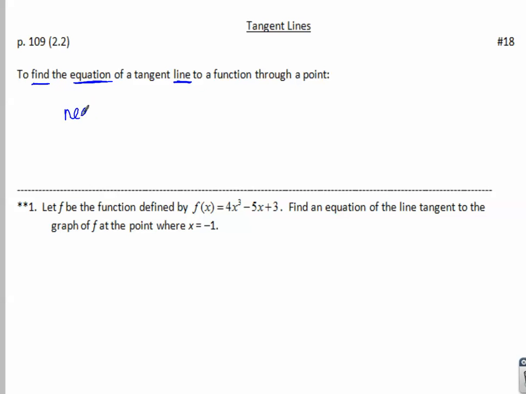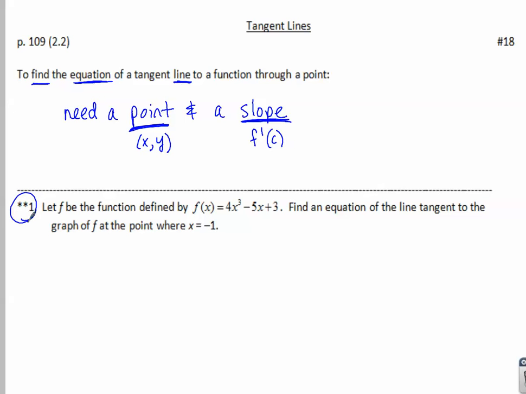What are the two things that we need? Yes, a point and a slope. Well, we know how to find points. Those are x, y, ordered pairs, plug and chug. You know how to find points. What we learned recently is how to find slope of a tangent line. That's our derivative at a particular point. Let's look at some practice problems from an AP exam.